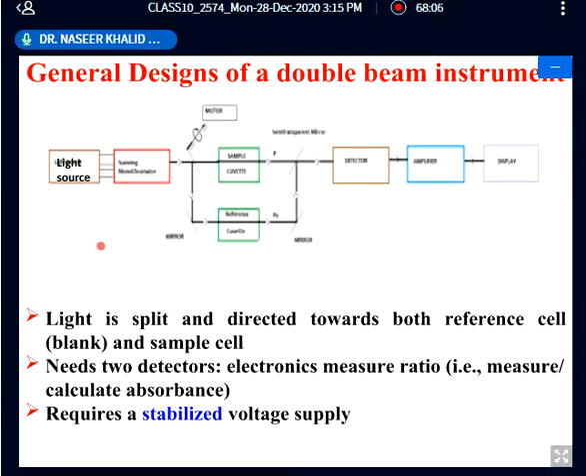No, this is the same. This I was saying. This is a light monochromator, and there is a mixture. So it is converting into sample and reference, and then they are again combined in a separator, and then go to the detector, to the amplifier, and to the readout. Okay, the rest is the same thing.